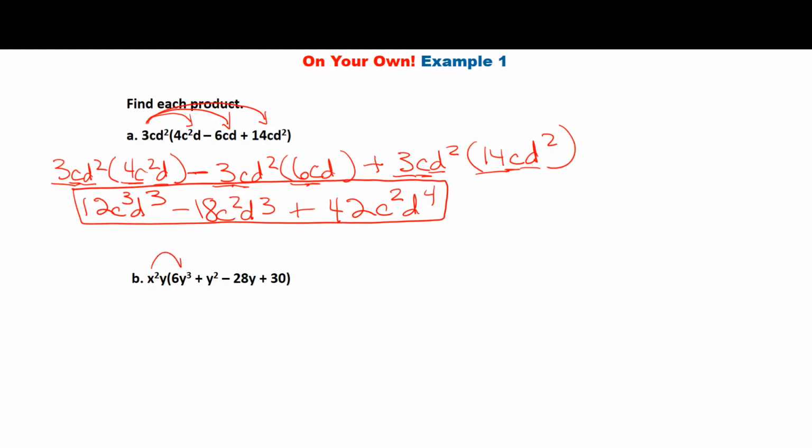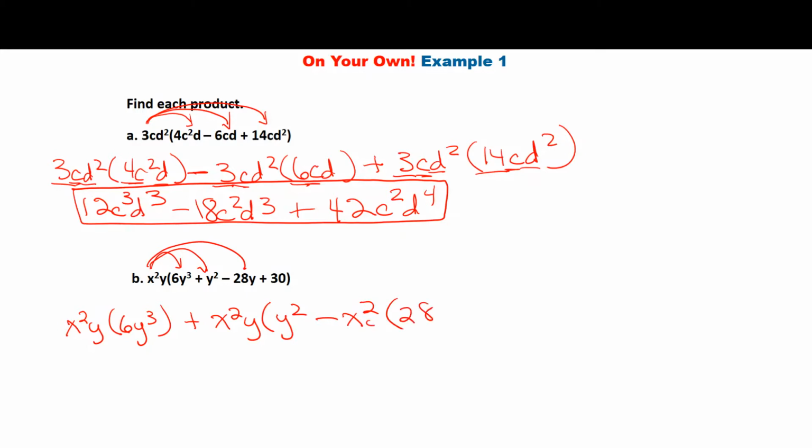Again, we'll just distribute this x squared y to everything. x squared y times 6y to the third plus x squared y times y squared minus x squared y times 28y, and then plus, let's do it one more time, x squared y times 30.